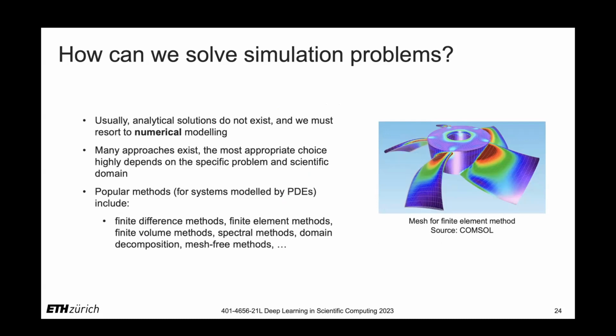Many approaches exist, and they usually depend very much on the actual particular scientific problem that you're studying. So we have methods like finite element methods, finite volume methods, finite differences, spectral methods, domain decomposition, the list kind of goes on. For example, finite elements are often used for engineering problems, if you want to know the strain across a propeller. And one challenge that we have to deal with in finite elements is we have to create a mesh that's appropriate for the problem that we're trying to solve.